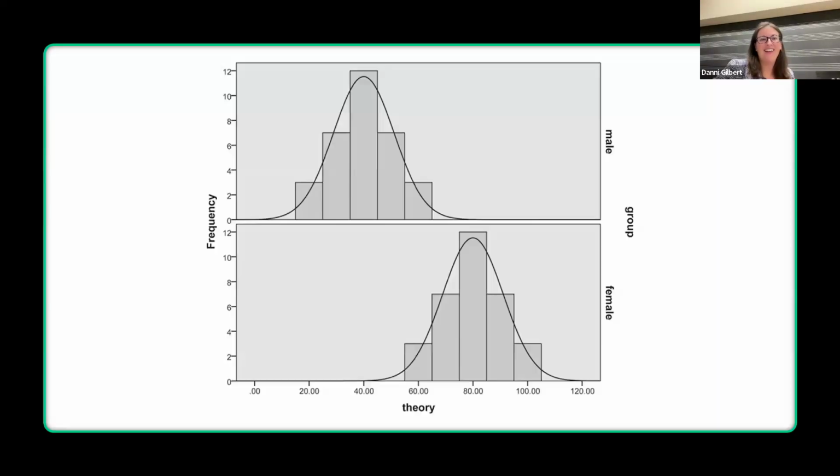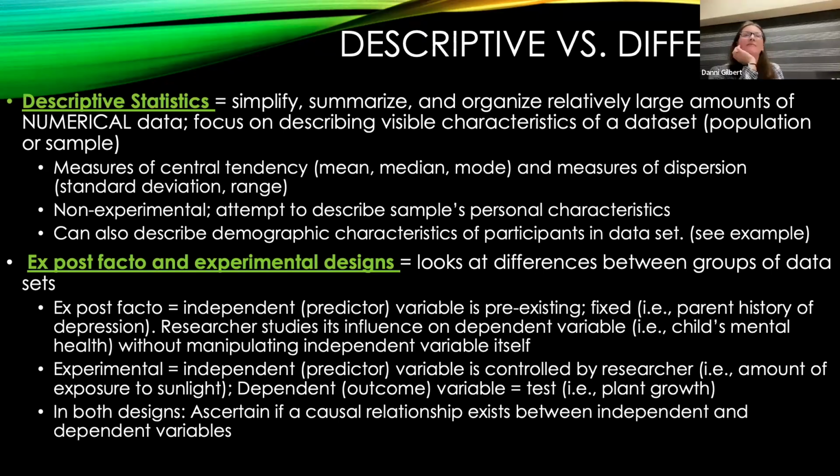Is it always true that in ex post facto, the independent variable cannot change? It's fixed. The independent variable is not manipulated by the researcher. It is fixed. So if I wanted to do a study comparing height and IQ, maybe my dependent variable is IQ and the independent variable is somebody's height.